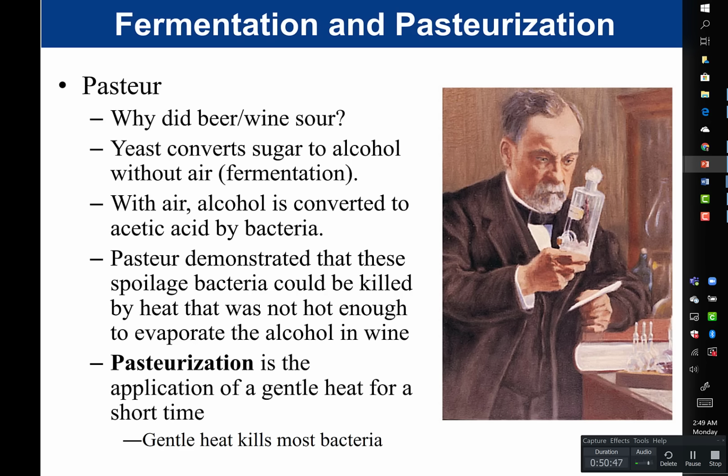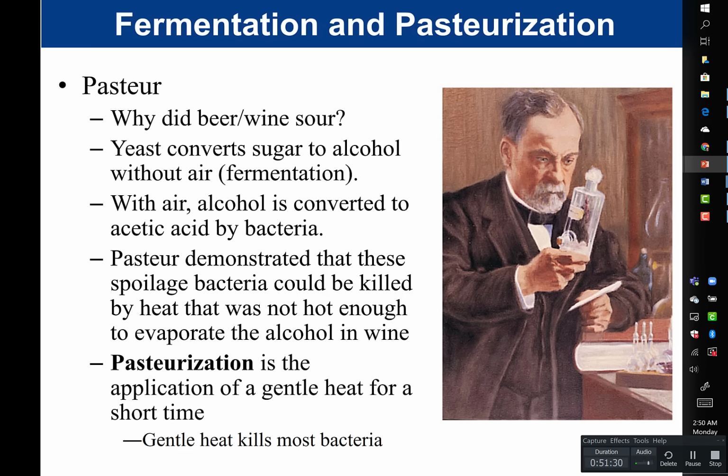Pasteur demonstrated that these spoilage bacteria could be killed by heat that was not hot enough to evaporate the alcohol in the wine, but was enough to reduce the number of microbes in the wine that it wouldn't cause the wine to sour. And so this technique was then referred to as pasteurization. That's the application of a gentle heat for a short time, and the gentle heat will kill most bacteria, but it won't cause the wine to evaporate. And so he really helped to understand about, again, this aseptic technique.